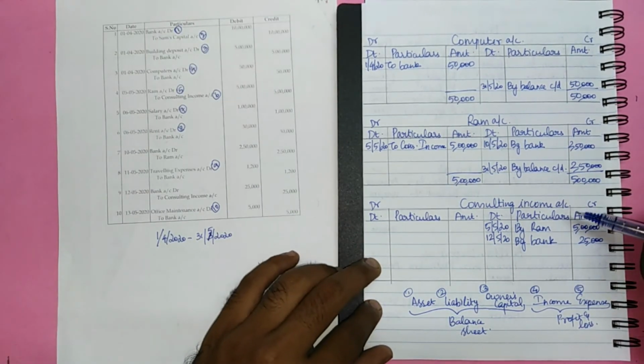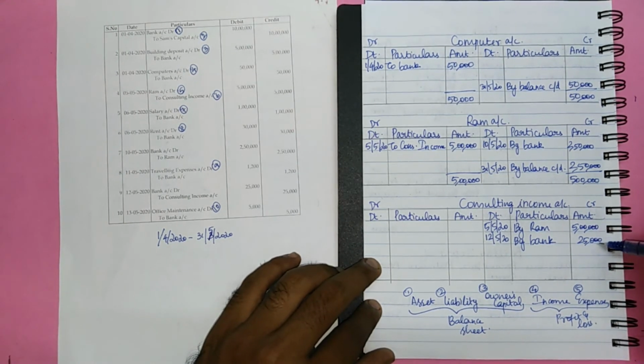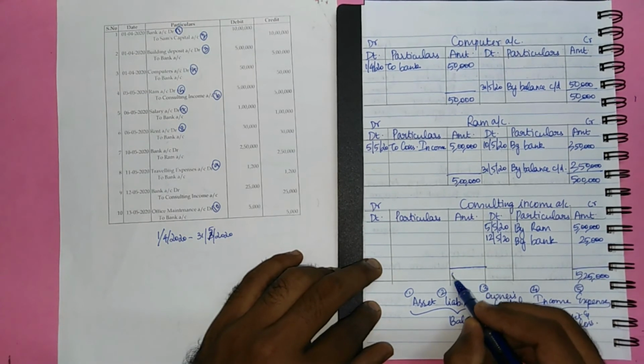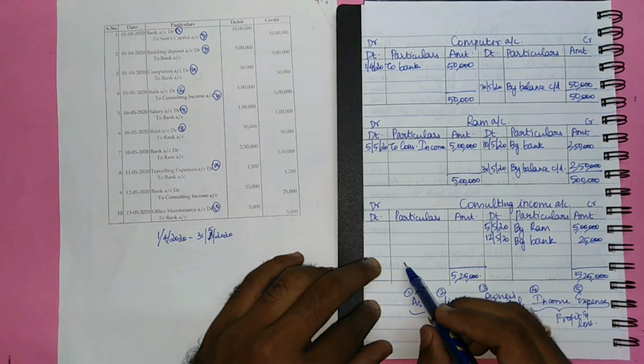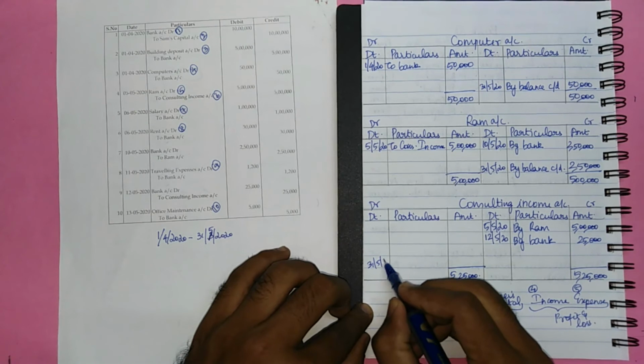Now let us balance consulting income account. This consulting income account is an income account which is a P&L item. First let us find out the highest total. The credit side gives the highest total, that is 5,25,000. So we'll be writing it in both the sides, 5,25,000. The balancing figure will be written in the debit side on 31st May 2020.